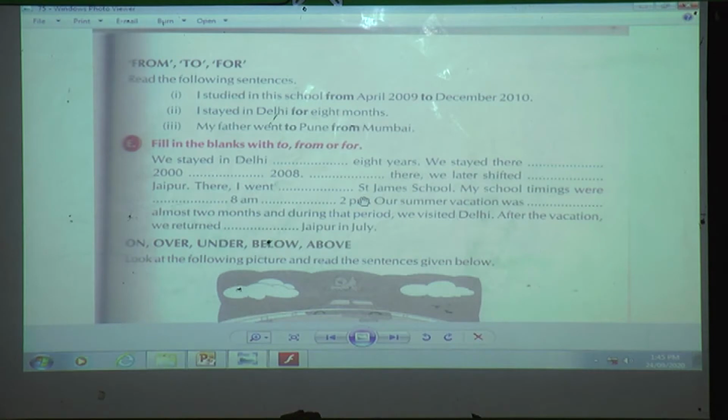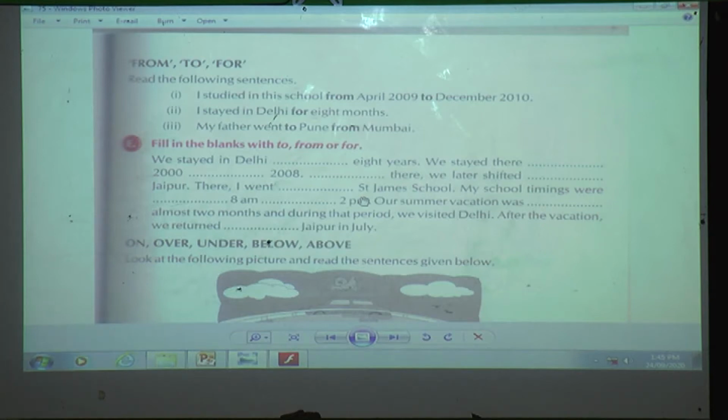I studied in this school from April 2009 to December 2010. Now can you see here, students, how they have used the prepositions from and to? They have mentioned a date, a year, from when he studied in the school, from this year to that year. So here which prepositions have they used? From and to. When two years or dates are mentioned, we have to use from and to.